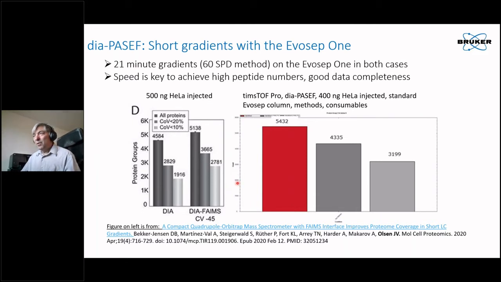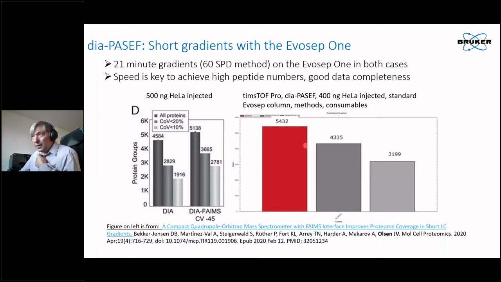Here I want to do a comparison with a paper that was recently published on an instrument using FAIMS with a compensation voltage of 45. They showed that they could get significant improvement in the number of proteins identified using FAIMS with 500 nanograms of HeLa injected. This was the 60 sample per day method on the Evosep, but there were some custom aspects to this experiment. They used a custom column and gradients, whereas we used standard methods and columns and consumables from Evosep. We were able to identify slightly more proteins, not a dramatic difference, 5,400 as opposed to 5,100.